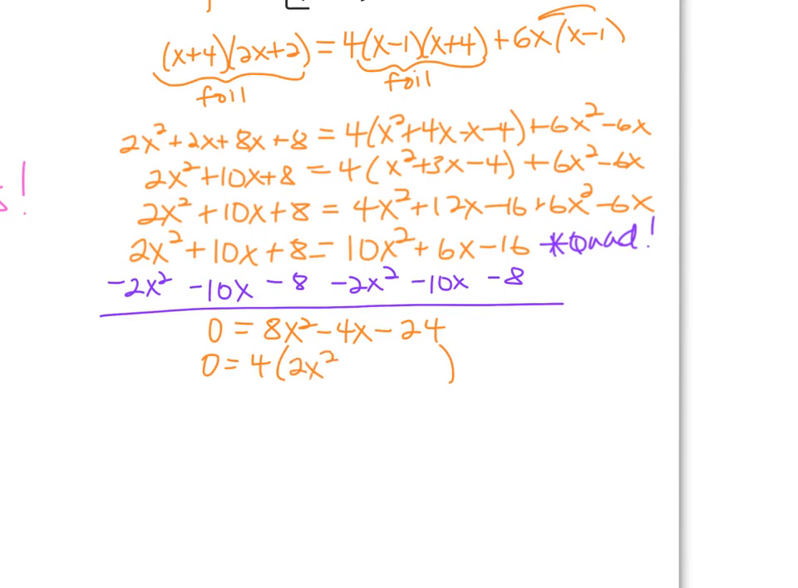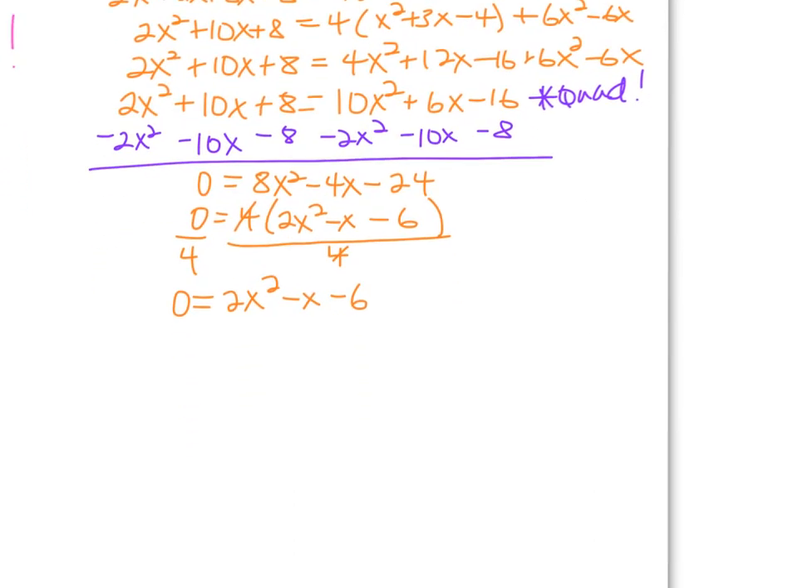Gives us 2x squared minus x minus 6. We could even divide that 4 out right away since we're solving, not just factoring. And that would give us 2x squared minus x minus 6 to solve. Yep, we are going to have to do a times c on this one. So let's go ahead and do that.